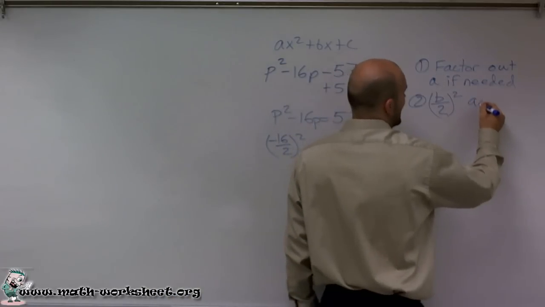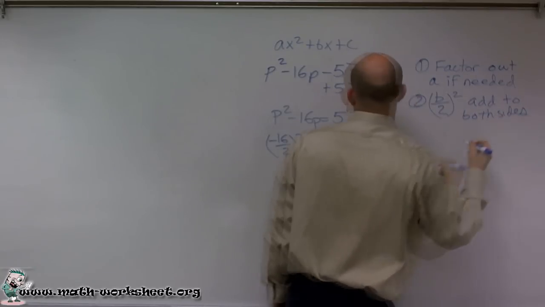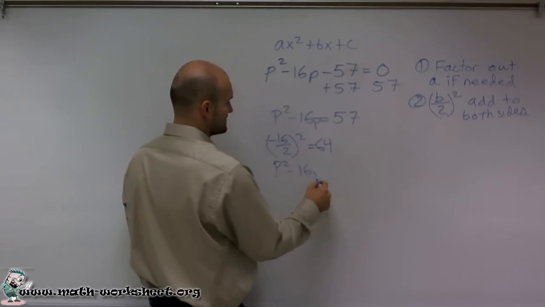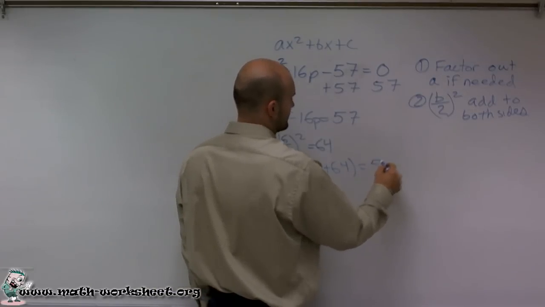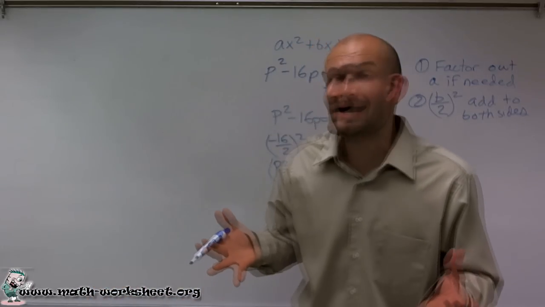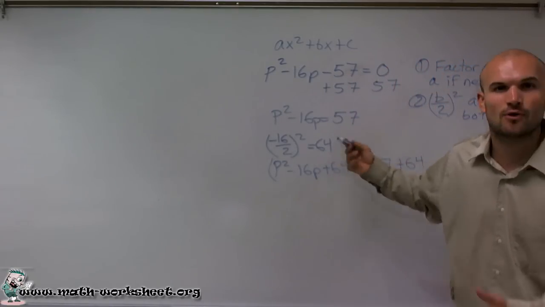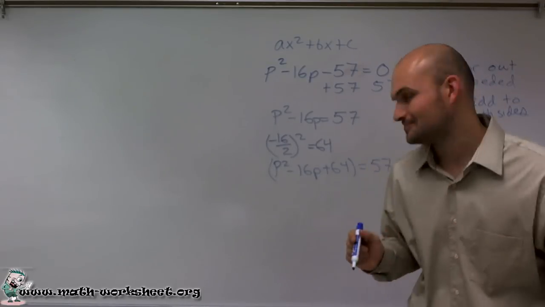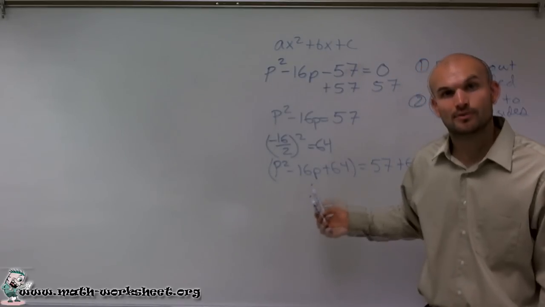Then I'm going to add 64 to both sides. When I add 64 to both sides, I get p squared minus 16p plus 64 equals 57 plus 64. Why did I want to get this b divided by 2 squared, 64? Why do I want to add it in there? Why do I want this perfect trinomial? I'm going to show you. By adding 64, I have now created a perfect square trinomial.